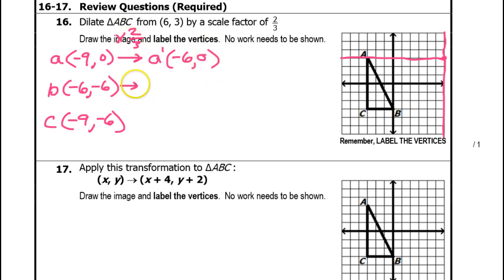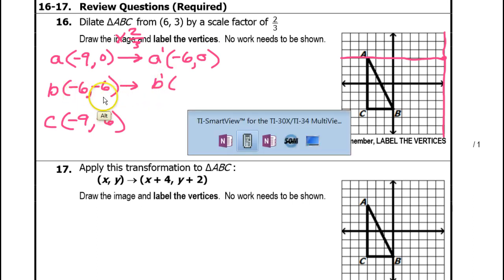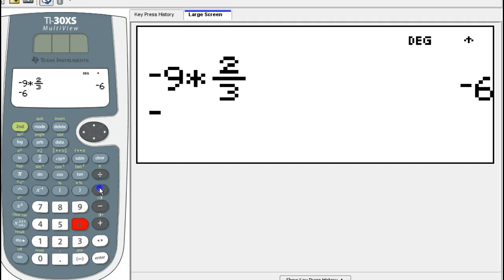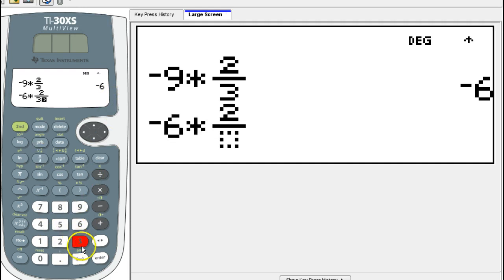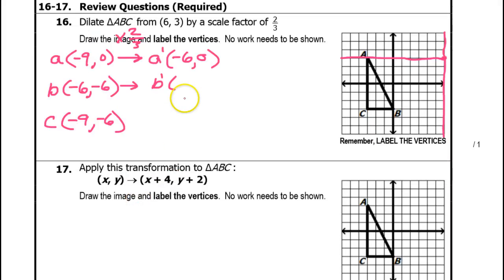Then fake B prime: if I take -6 and multiply it times 2/3, that's -4. So I'm going to get (-4, -4). I won't have to go back to my calculator for fake C prime, because we already saw that -9 times 2/3 is -6, and -6 times 2/3 is -4. So we already know that. So these are the fake coordinates of the image.